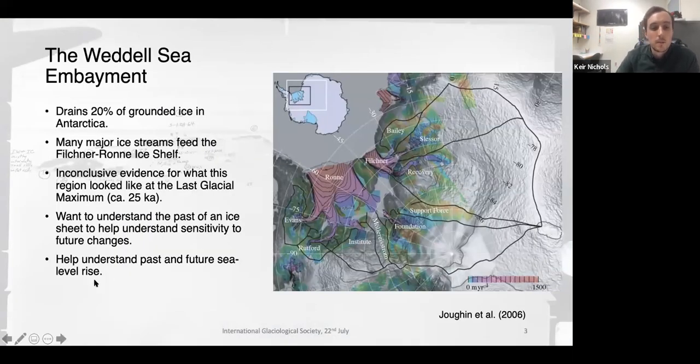So I'm going to do a bit of extra background because some friends from home are watching, because it's the Zoom era, and also my parents are watching too. So I just want to make sure everyone's up to speed. So I'm going to be talking about the Weddell Sea Embayment.